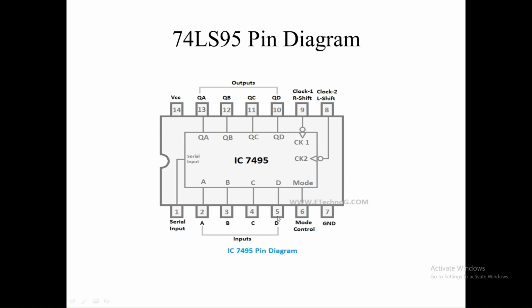In addition to that, there are 4 parallel inputs. Right now we are not using those 4 inputs. And pin number 1 is the serial input. In the circuit diagram, QD is the last output. Pin number 10 is connected to pin number 1 of the IC. So it will work as a 4-bit ring counter.